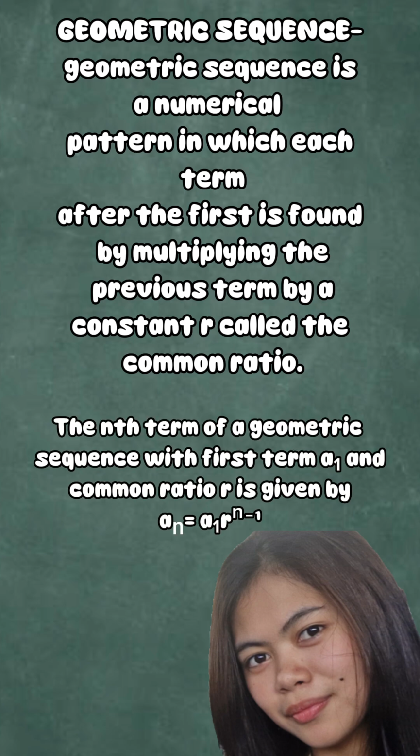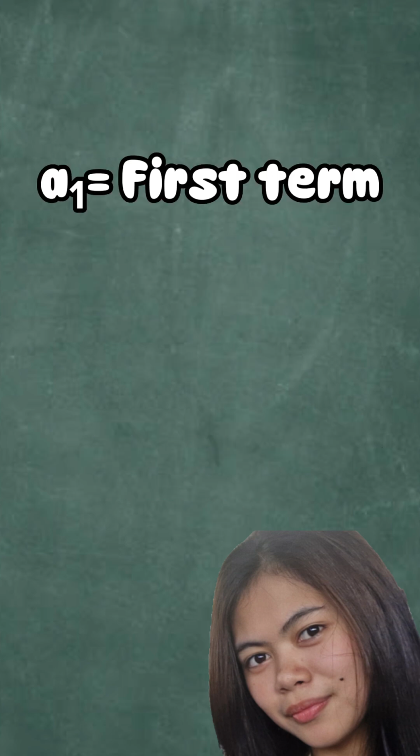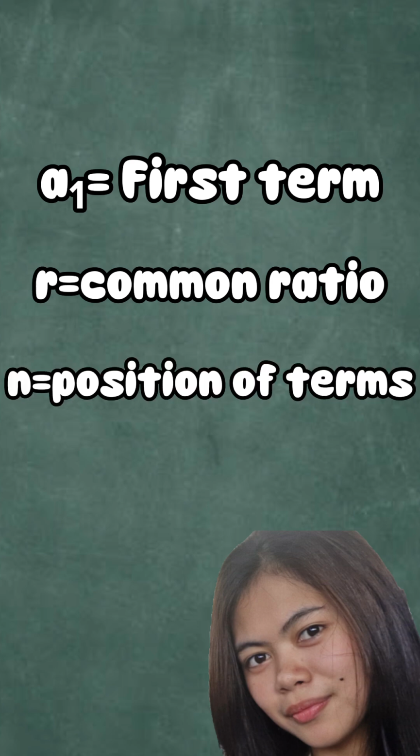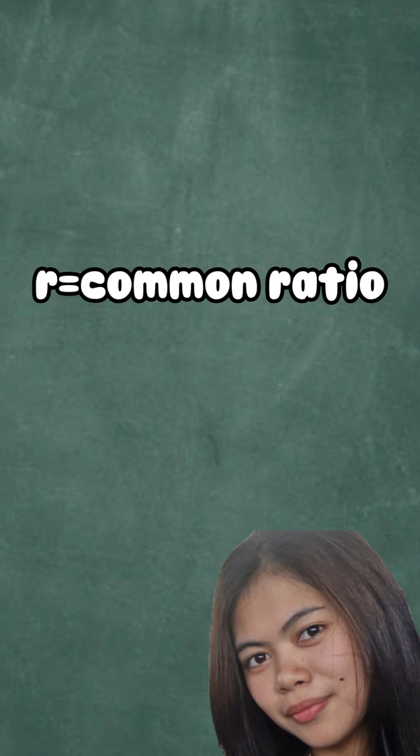The nth term of a geometric sequence with first term a_1 and common ratio r is given by a_n equals a_1 times r^(n minus 1), where a_1 is the first term, r is the common ratio, and n is the position of the term. So let's give some examples.